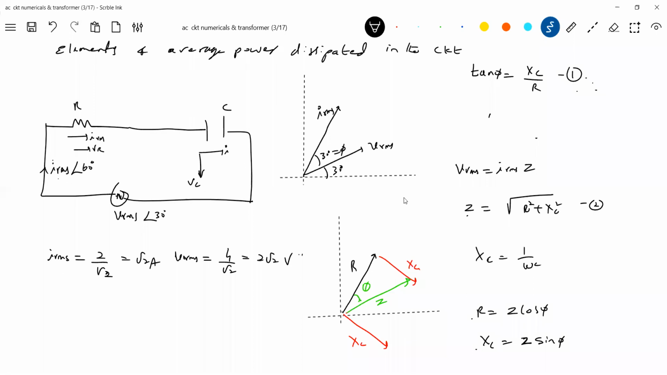Or from triangle, cos phi is equal to that only. I'm asking you to resolve component of Z along R, so along this direction will give the resistance. Component of impedance along the reactive element will give the reactance. Please do make observation. Everything revolves here only. Most of the numericals.